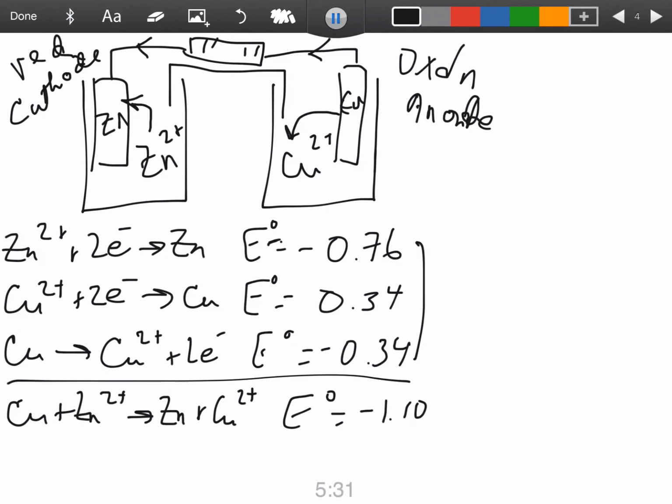On a galvanic or voltaic cell, the copper would have been your cathode and the zinc would have been your anode. We would have ended up with a positive 1.10 volt system overall on that voltaic galvanic cell.